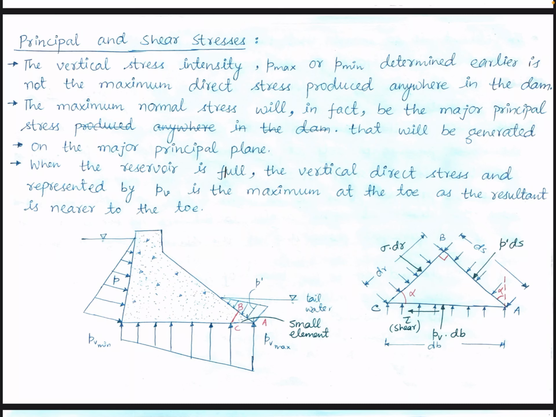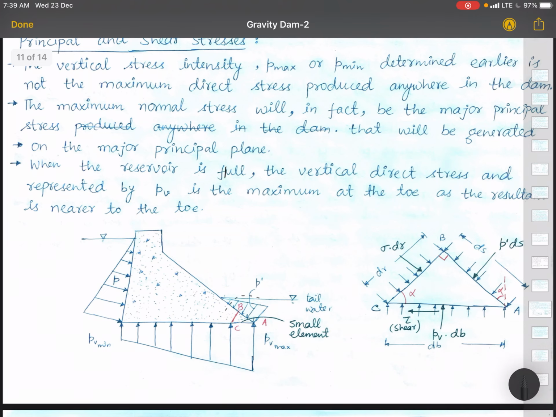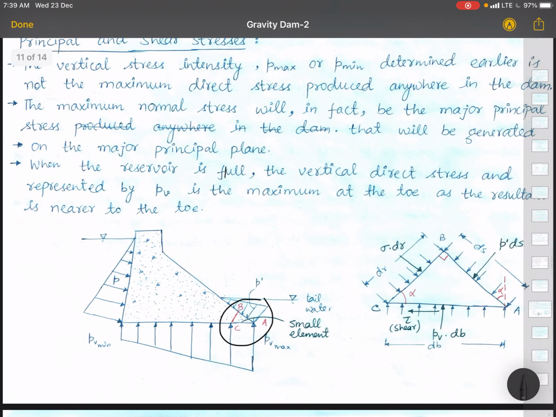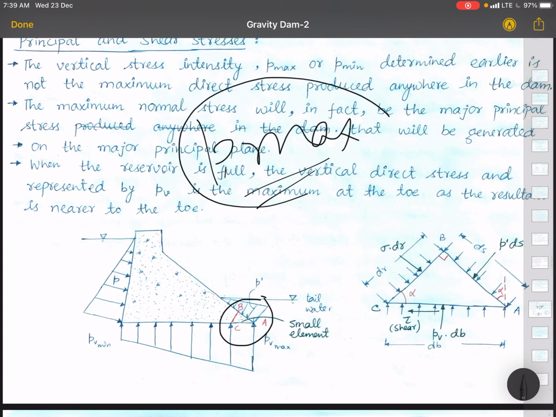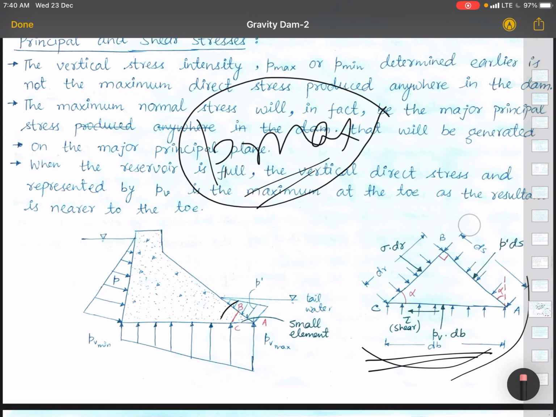Let us see. What we are doing now is taking a small element here at the toe. Why are we taking it at the toe? Because we know the maximum Pmax occurs near the toe in the case of the reservoir full condition. So it will be somewhere near Pmax, the major principal stress. Now we have taken this small element in an enlarged way, just to see how the stresses are working.